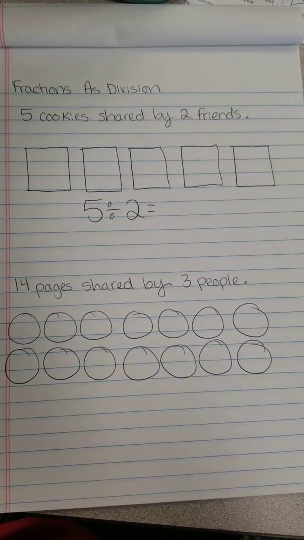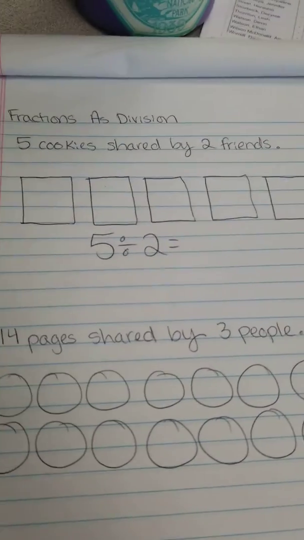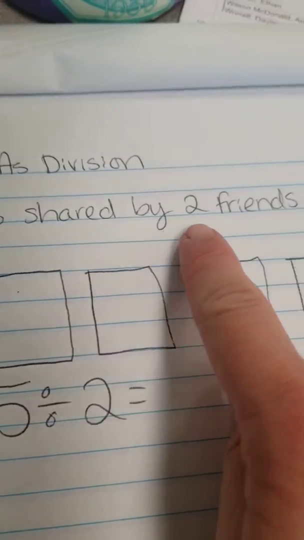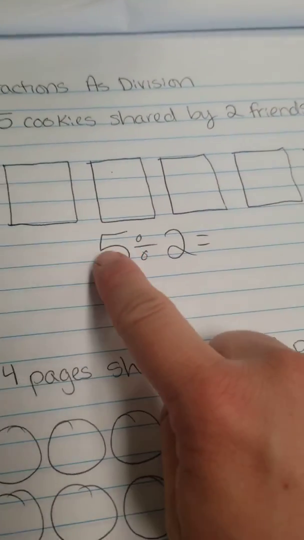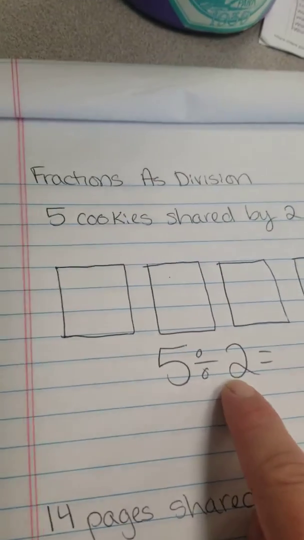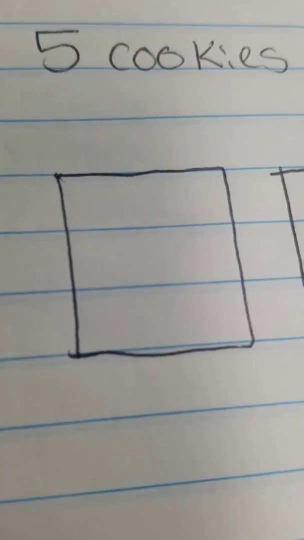Today we're going to be looking at how fractions are just division problems, but they're turned sideways. So if you have this problem here, 5 cookies shared by 2 friends, that means you're taking 5 cookies and splitting them up into groups of 2. There's a couple different ways you can split up into groups of 2.